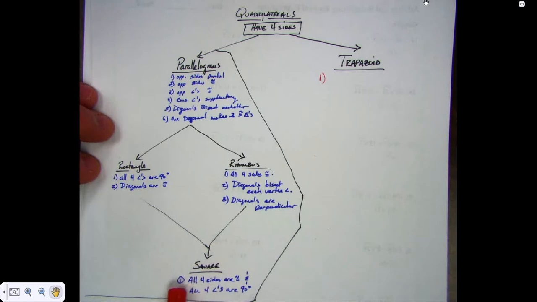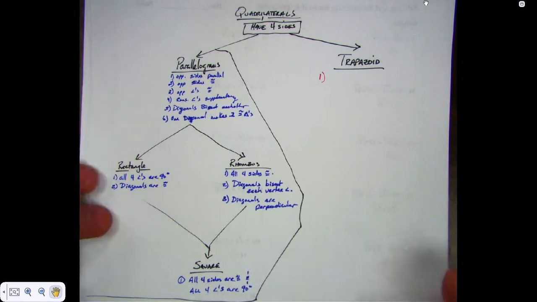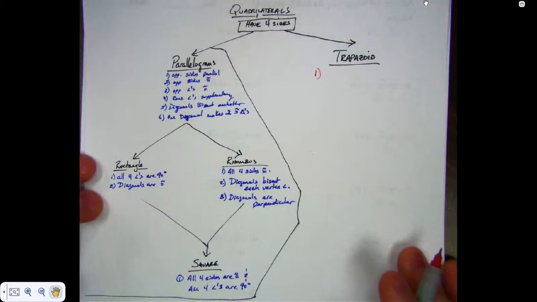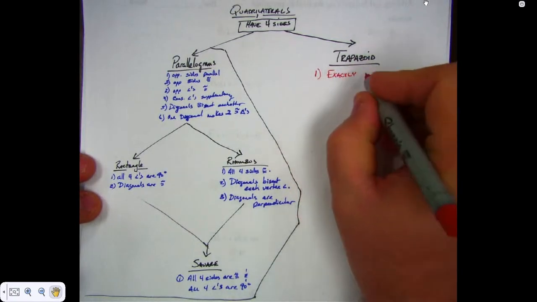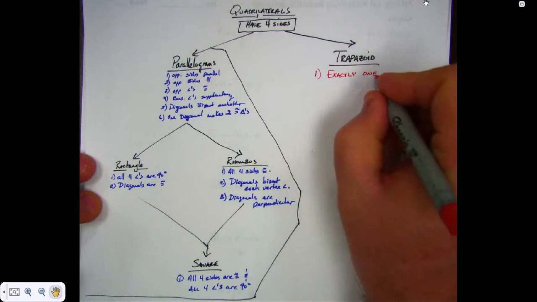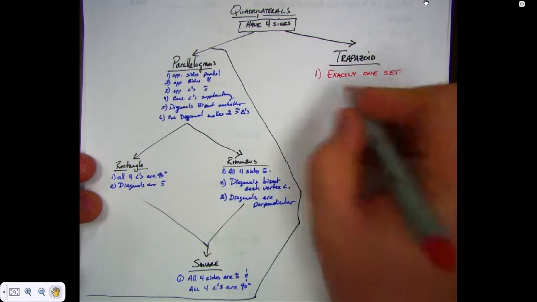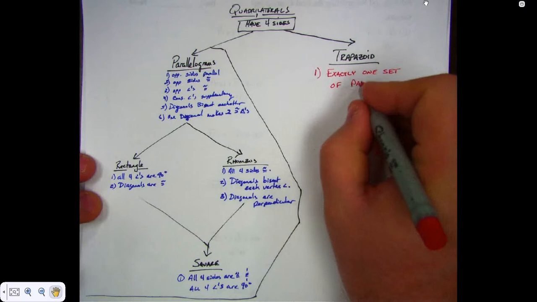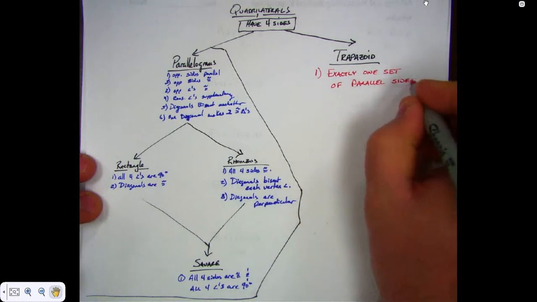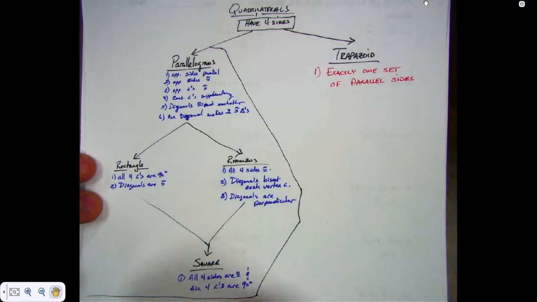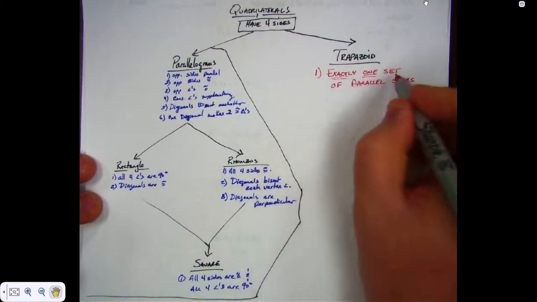Down to the square. What makes something a square? All four sides congruent and all angles are what? 90 degrees. Both of those have to be true for it to be a square. Now, what makes something a trapezoid? It has exactly one set of parallel sides. And the key word here is exactly one set.